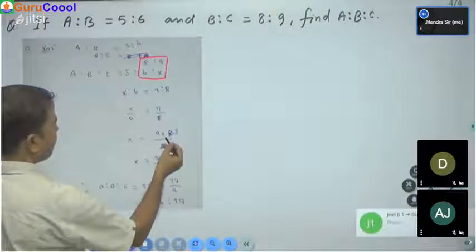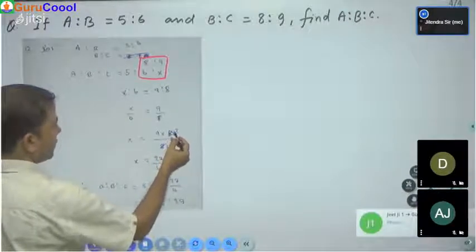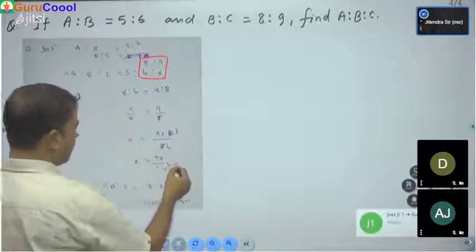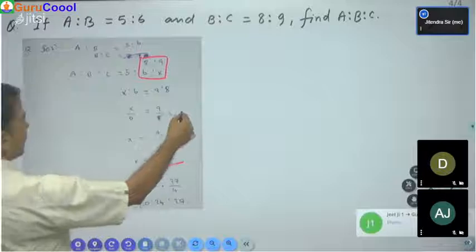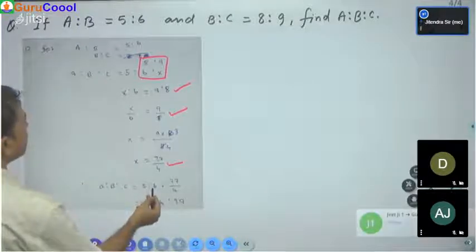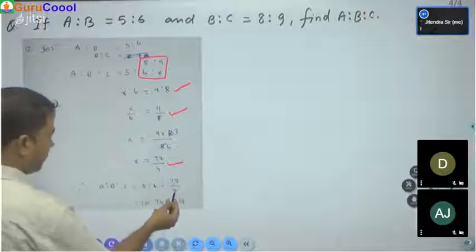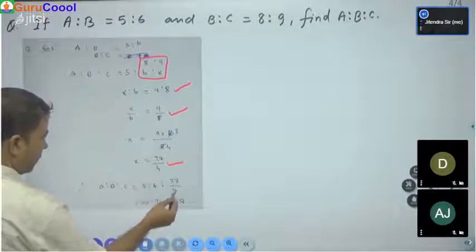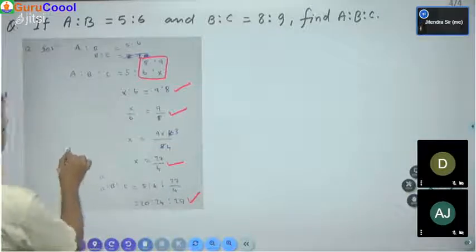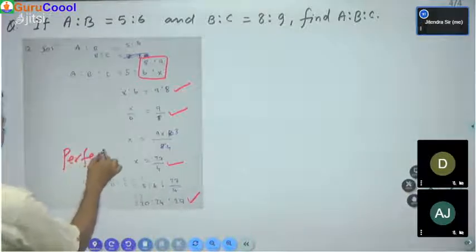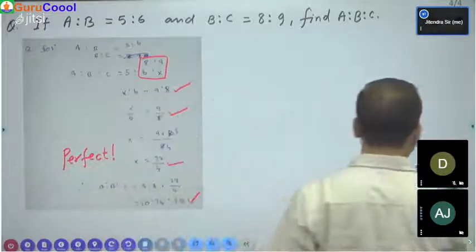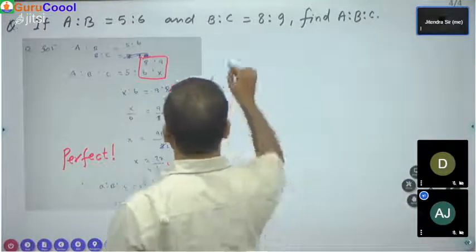Okay. 2 3s are 6, 2 4s are 8. 27 by 4. Correct. ABC is equal to 5 is to 6 is to 27 by 4. 4 5s are 20, 4 6s are 24 and 27. Perfect, David. And Anurag? Sir, my answer is also the same.